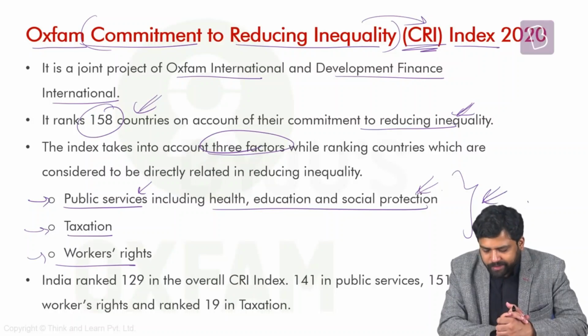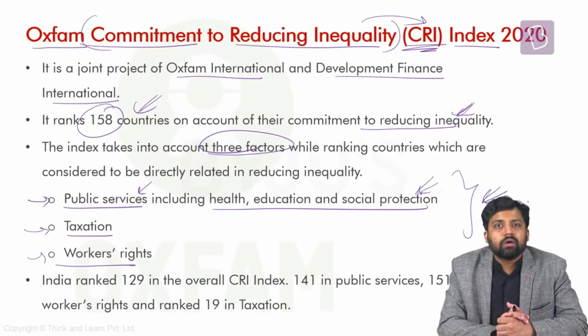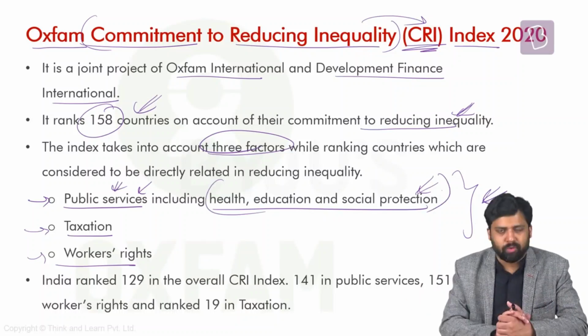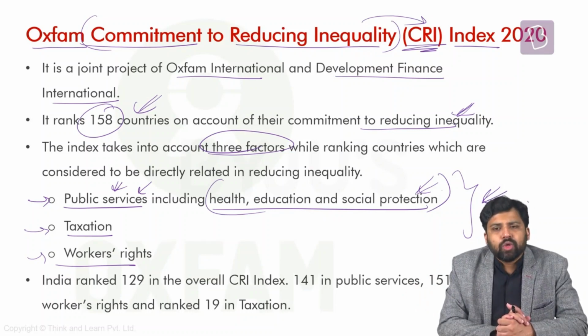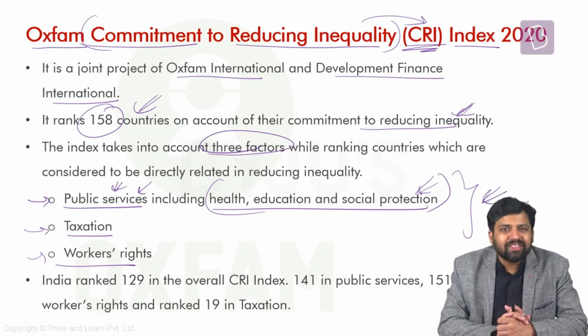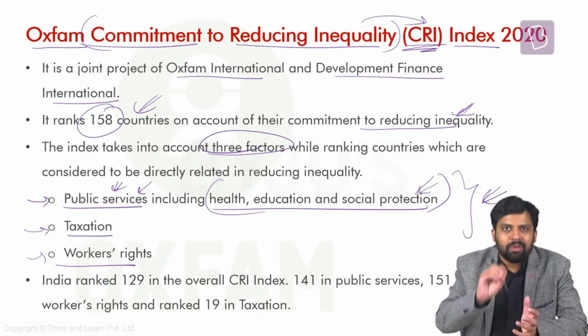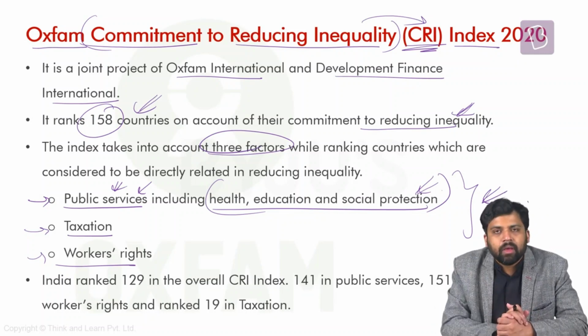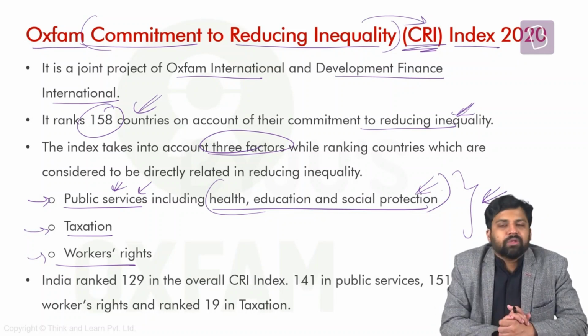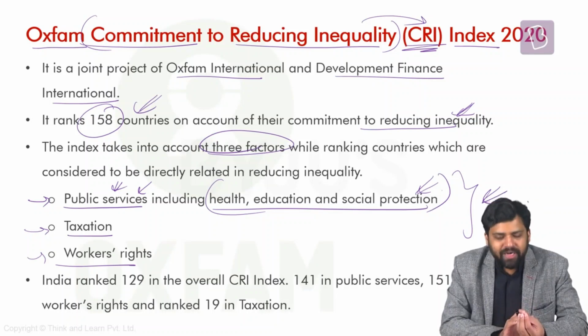Now, how can these three things, public services, taxation, workers' rights, help us understand a country's commitment to reducing inequality? Let's understand each of these. Public services: health, education, social protection. In any economy, if people have access to healthcare and education, the chances of their being deprived will be less. One of the reasons why people end up in poverty is the vicious cycle of poverty. People get trapped in that vicious cycle. If people do not have access to education, over a period of time they will not develop the right kind of skills, and then they will not be gainfully employed. So someone who is poor and doesn't have access to education will remain poor.